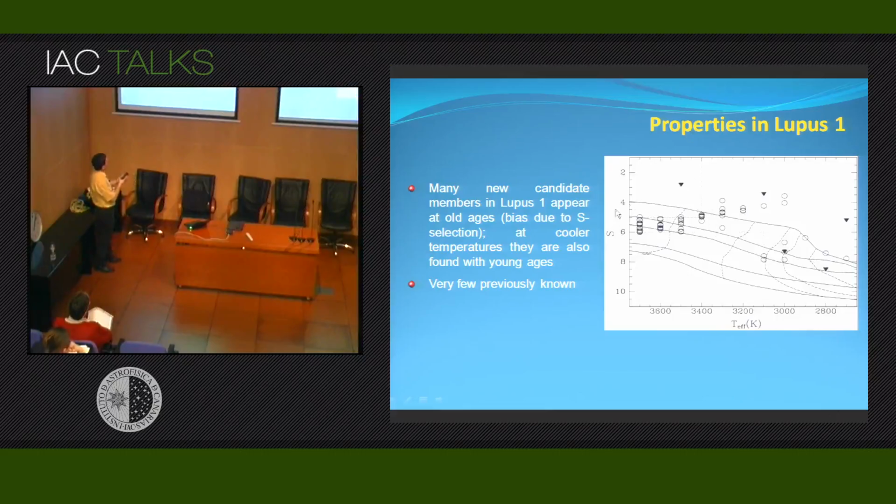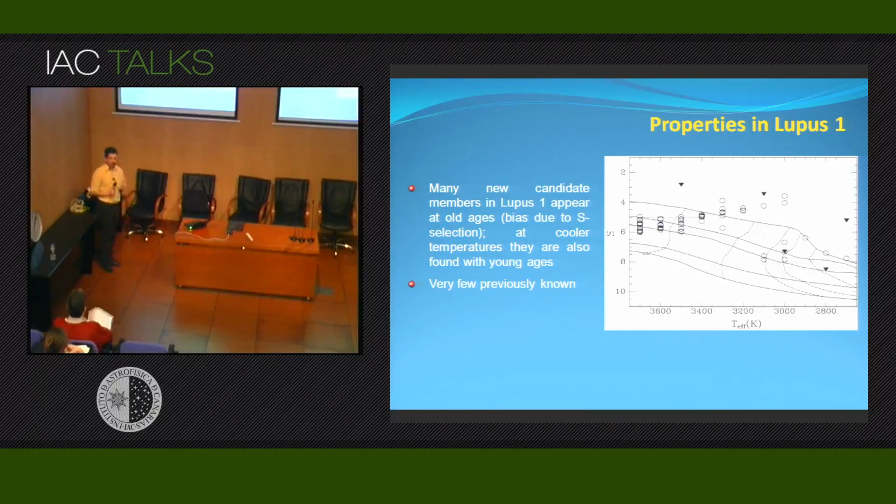If we remove this limit, this dotted line, and we plot all the objects that we find in this range of temperatures and S, here at the bottom, we would have a lot of contamination by foreground members. So we would be washing out completely the population that we are interested in. So we detect many members of Lupus 1, and in addition, most of the ones that we detect were not previously known. So the next thing to do is to look where these objects are located.